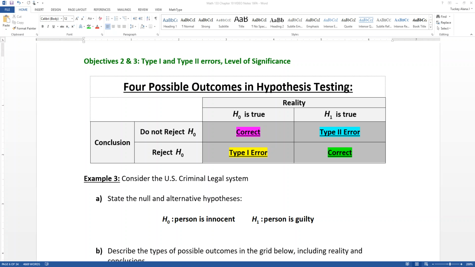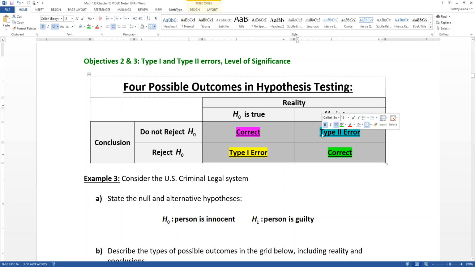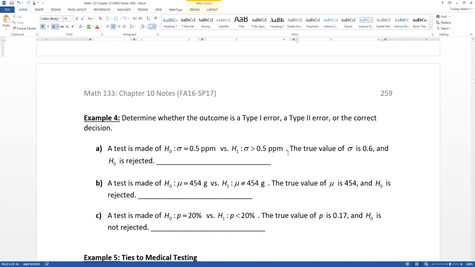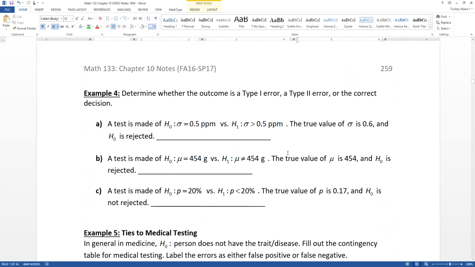Now let's apply what we've learned about type 1 and type 2 errors to some new situations and see if we can decipher them. Remember that a type 1 error is when we reject the null hypothesis even though it was true. The type 2 error is when we fail to reject the null hypothesis even though it was false and the alternative was true. We saw that those could have devastating consequences for the legal system.